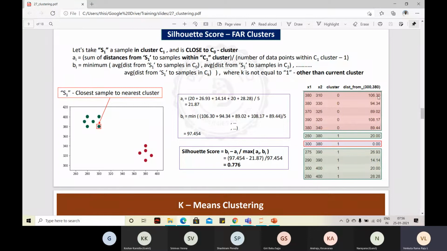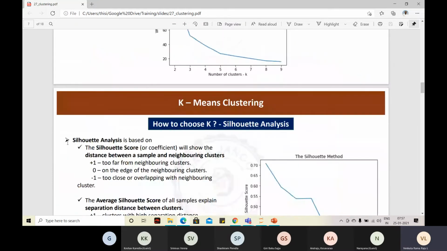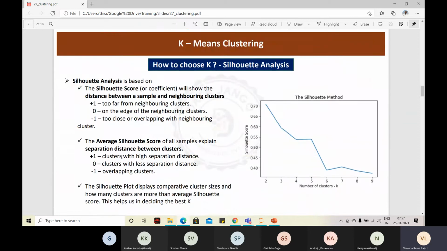And then I calculate the distance from this data point to this data point, and this data point to one of these. All these data points: the distance from this data point to all the other data points I calculate. Okay, that is the silhouette score. Now, how exactly is the analysis done?